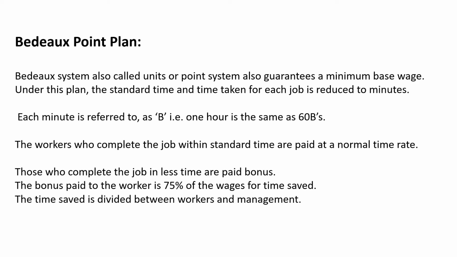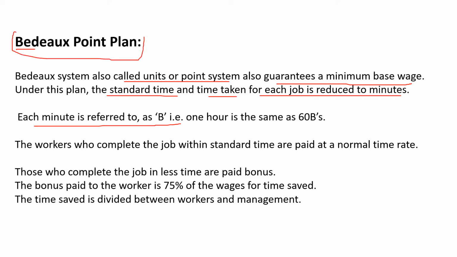Now, let us understand what this B means. Bedaux point plan is called a units or point system. It guarantees a minimum base wage. Under this plan, there is a standard time, and time taken for each job is reduced to minutes. Each minute is referred to as B. That is why this is the Bedaux point plan. And 1 hour has 60 Bs, because 60 minutes is equal to 60 Bs.